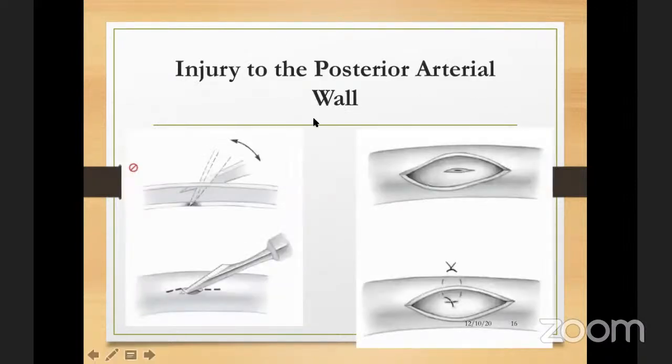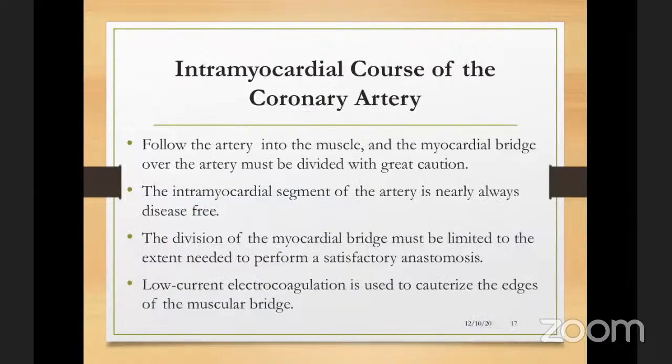Injury to the posterior wall can happen, so to avoid that, the blade should be inserted at an angle of 45 degrees. If injury happens to the posterior wall, it should be repaired with a suture, approximated with fine Prolene and tied outside the vessel.